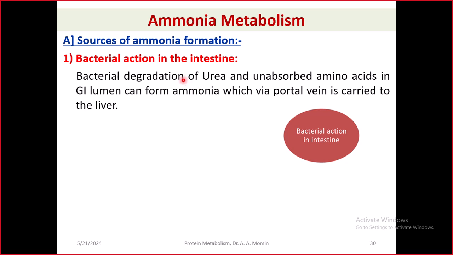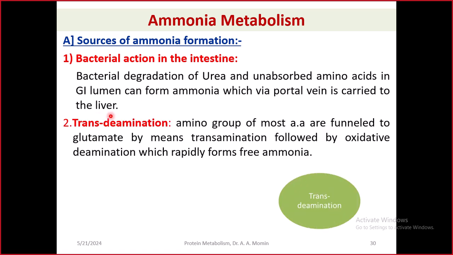Okay. So bacterial degradation, the bacteria present in the gut, they have the enzyme which hydrolyzes urea, and urea is then converted and produces two molecules, that is, one is ammonia and second is carbon dioxide, and that ammonia is again absorbed into the blood, and that adds to the total ammonia in the body, and once it is absorbed, that ammonia is transported to the liver for its further metabolism.